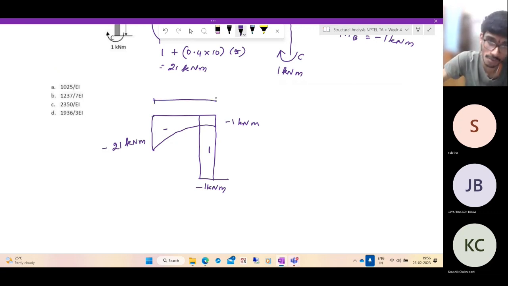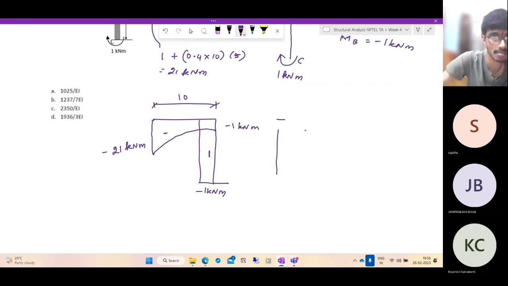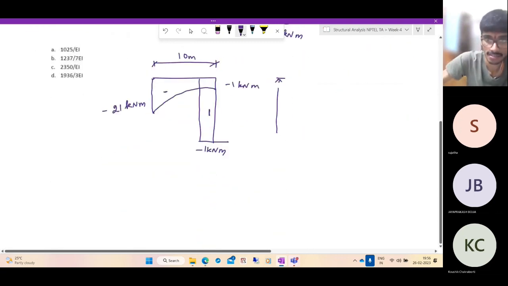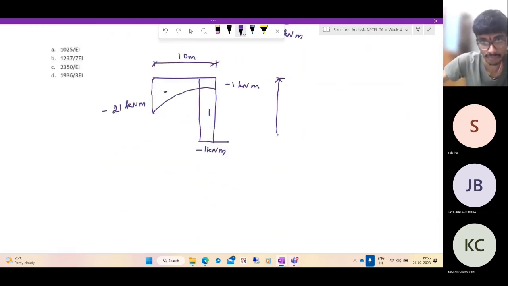And this length is how much? 10. And this length is how much? 8. This is 10 meters. And this length is 8 meters. So this is the real M.